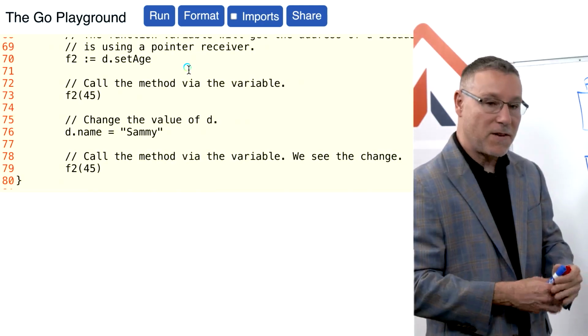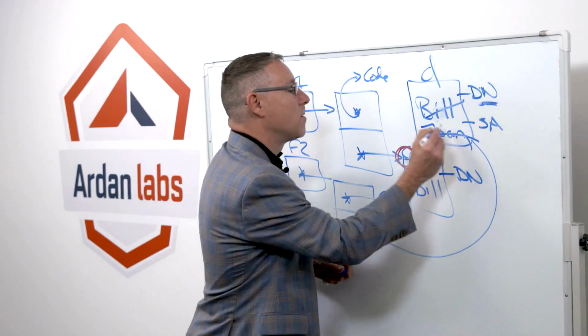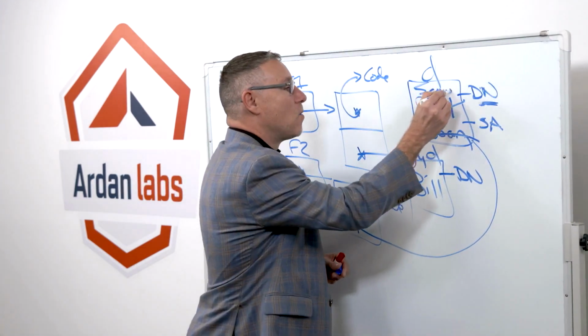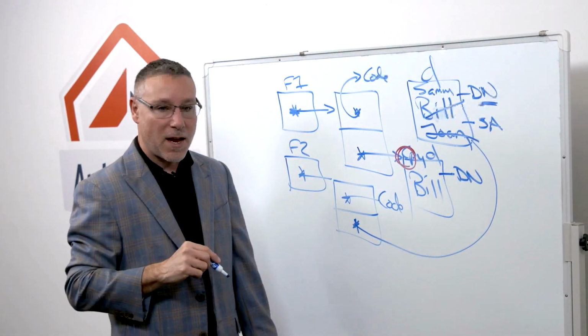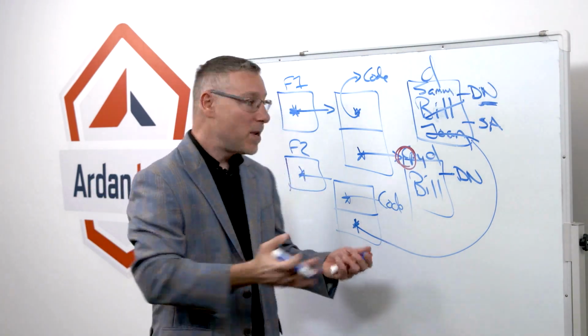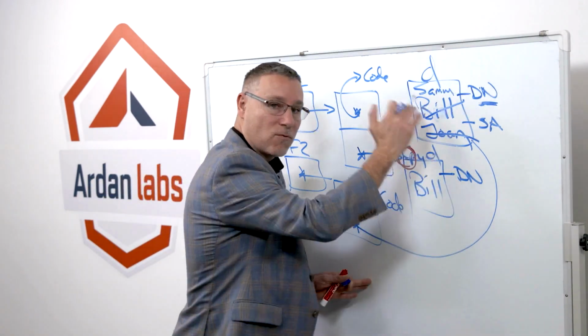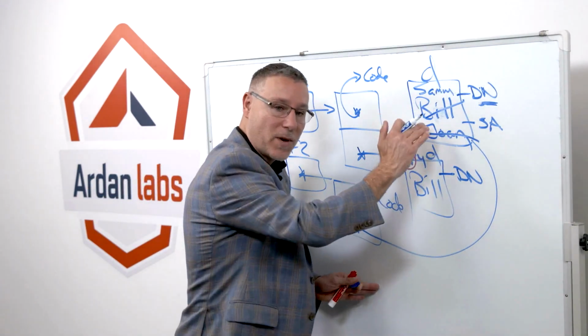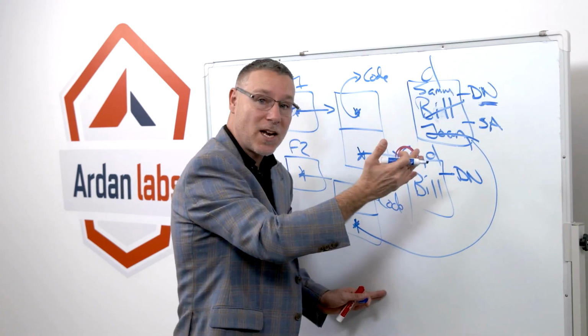Now on line 76, what happens? Well, we're going to change that to Sammy. Would we be able to see Sammy on that call? Yeah, we would, because we're sharing the original data. That's the whole idea of the pointer semantic. We would see the change.